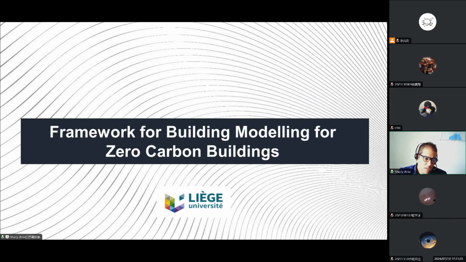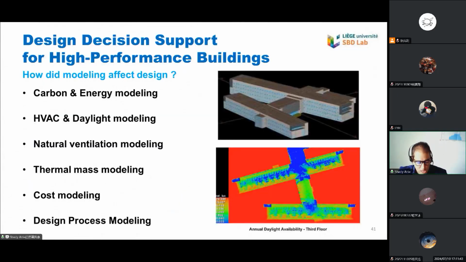Normally these are done in two separate communities and separate worlds. Today the responsibility will fall on our shoulders. So allow me to give you a very short introduction about building modeling. What is building modeling and why is it important?